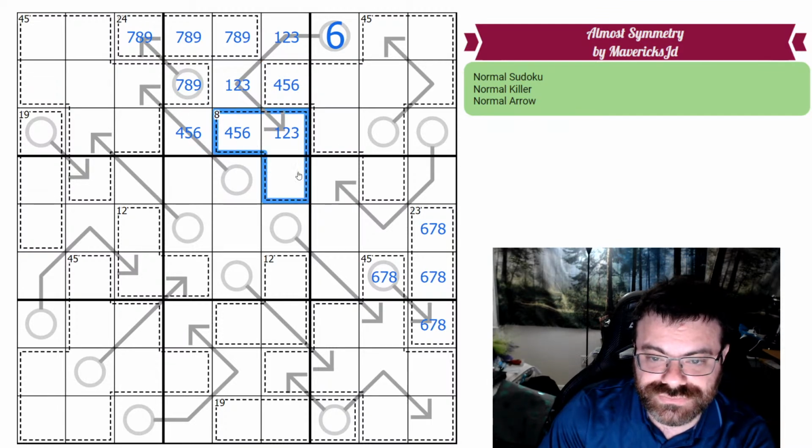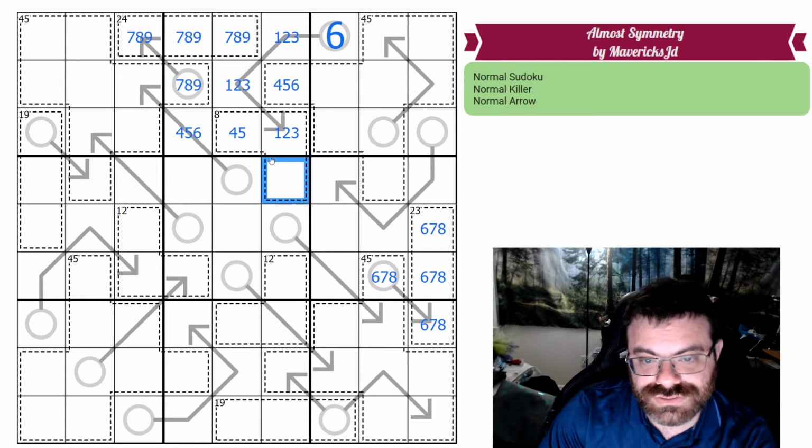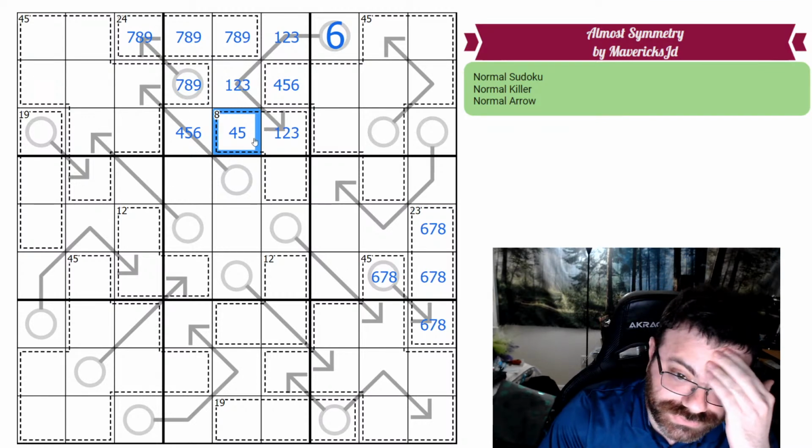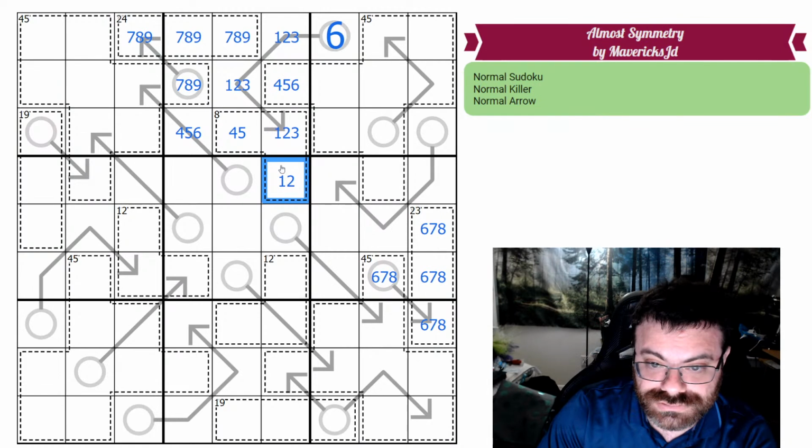This 8 and 3 can't have a 6 in it. So with this being a 4 or 5, if this were a 5, we'd have to be with a 1, 2. If this were a 4, we'd have to be with a 1, 3. So this is also a 1, 2, 3.